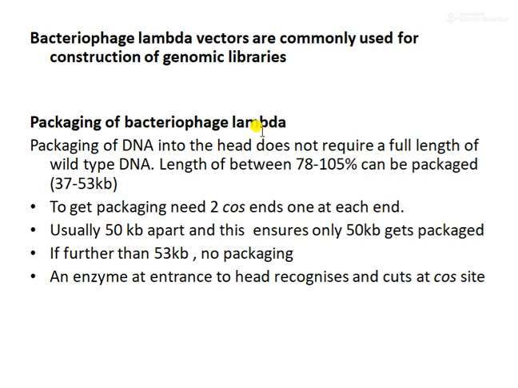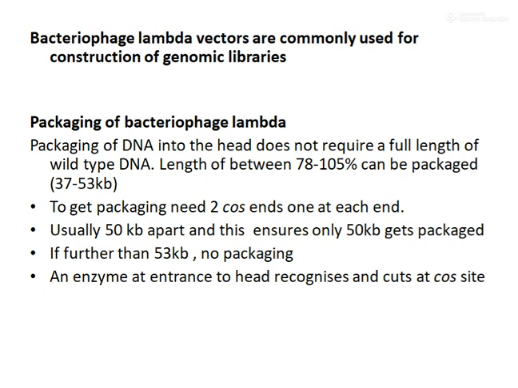Now, if you look into the lambda vector, it can incorporate a large amount of DNA, and hence we can use lambda vectors for the construction of genomic libraries. To package these bacteriophage lambda DNAs, you need two cos sites, one at each end, usually 50 kb apart. This ensures that only 50 kb enters into the head of the phage.